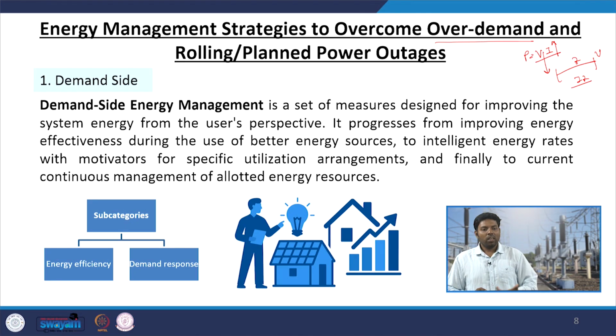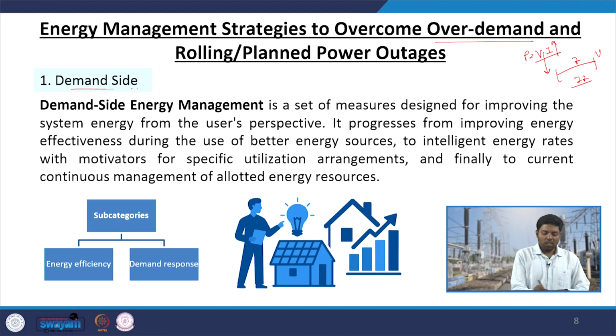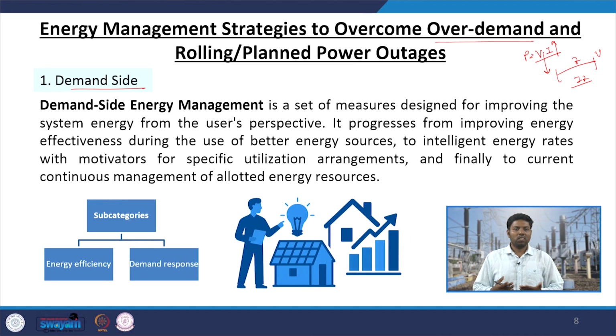So, to prevent that, what kind of remedies or strategies can a distribution network operator adopt? The first one is demand side management. What is that? Demand side management says that you give the customers some options or some intelligent energy price rate that will attract the customers and motivate them to use more power when the system is not under stress condition, that means not under peak load condition.